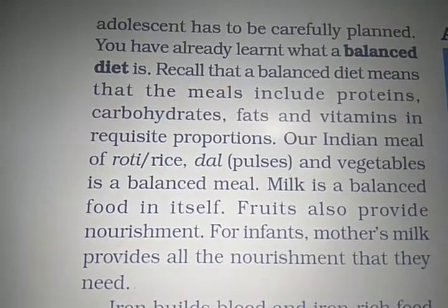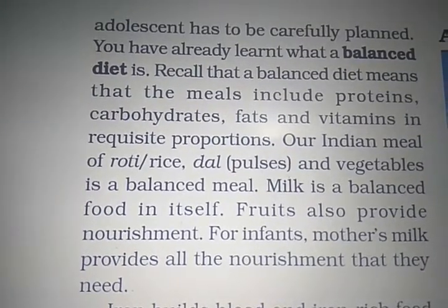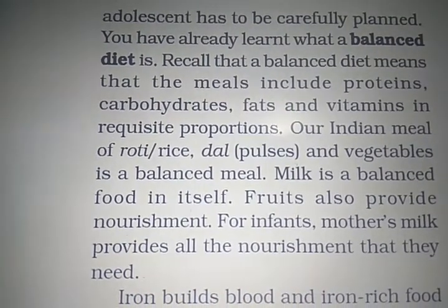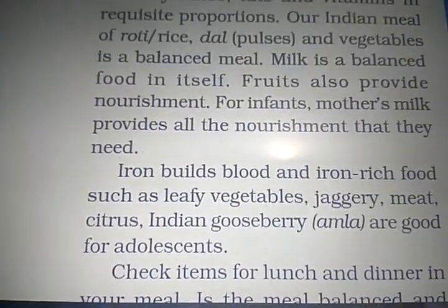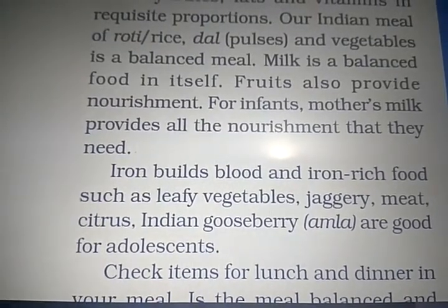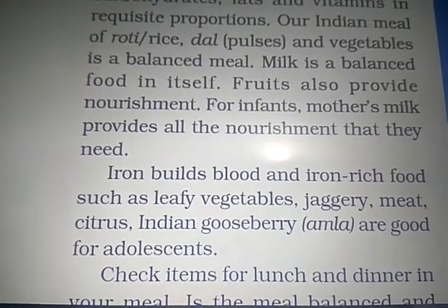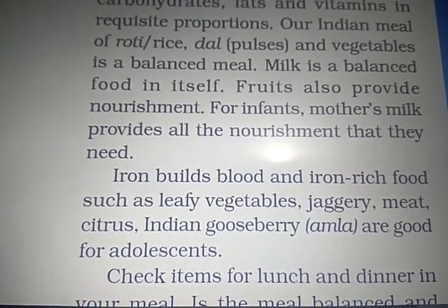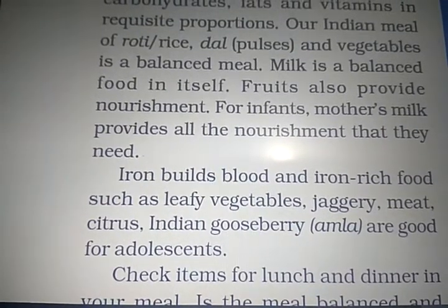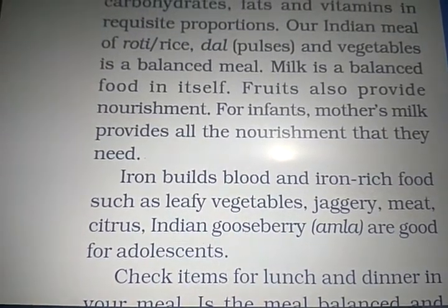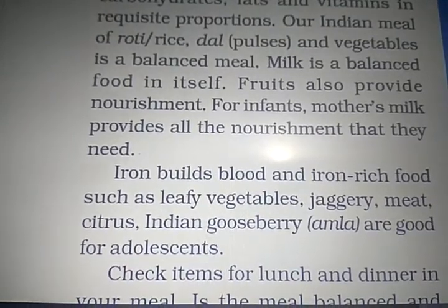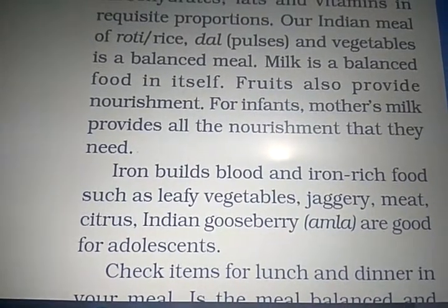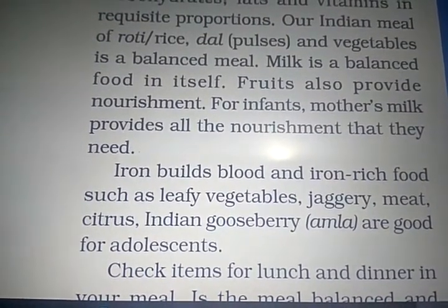Milk is a balanced food in itself. Fruit also provides nourishment. For infants, mother's milk provides all the nourishment that they need. You know, iron builds blood, and iron is rich in foods such as leafy vegetables, jaggery, meat, citrus, and Indian gooseberry, that is amla, which are good for adolescents, right? So in this period you have to eat whatever food is rich in iron, right?